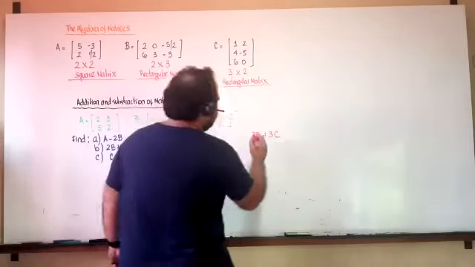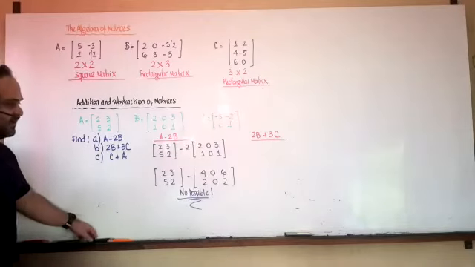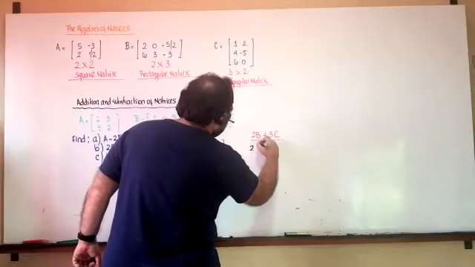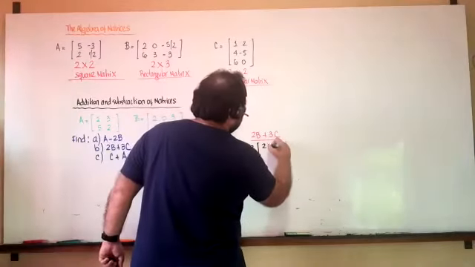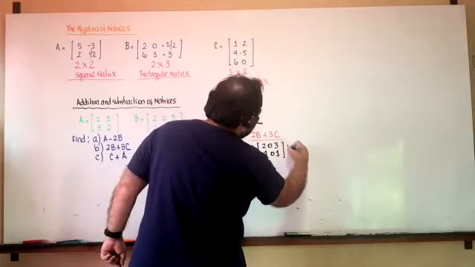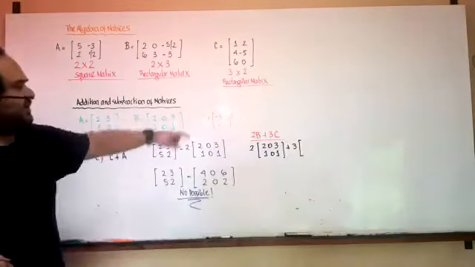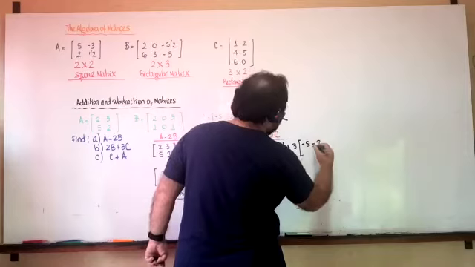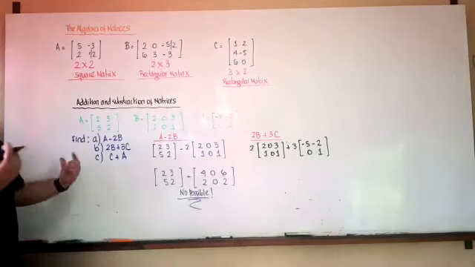Like a second example. Let me put the number 2. Remember the matrix B, we got 2, 0, 3, 101, plus 3 times the matrix C. What is the matrix C? Negative 5, negative 2, 0, and 1. Okay, let's do it again.